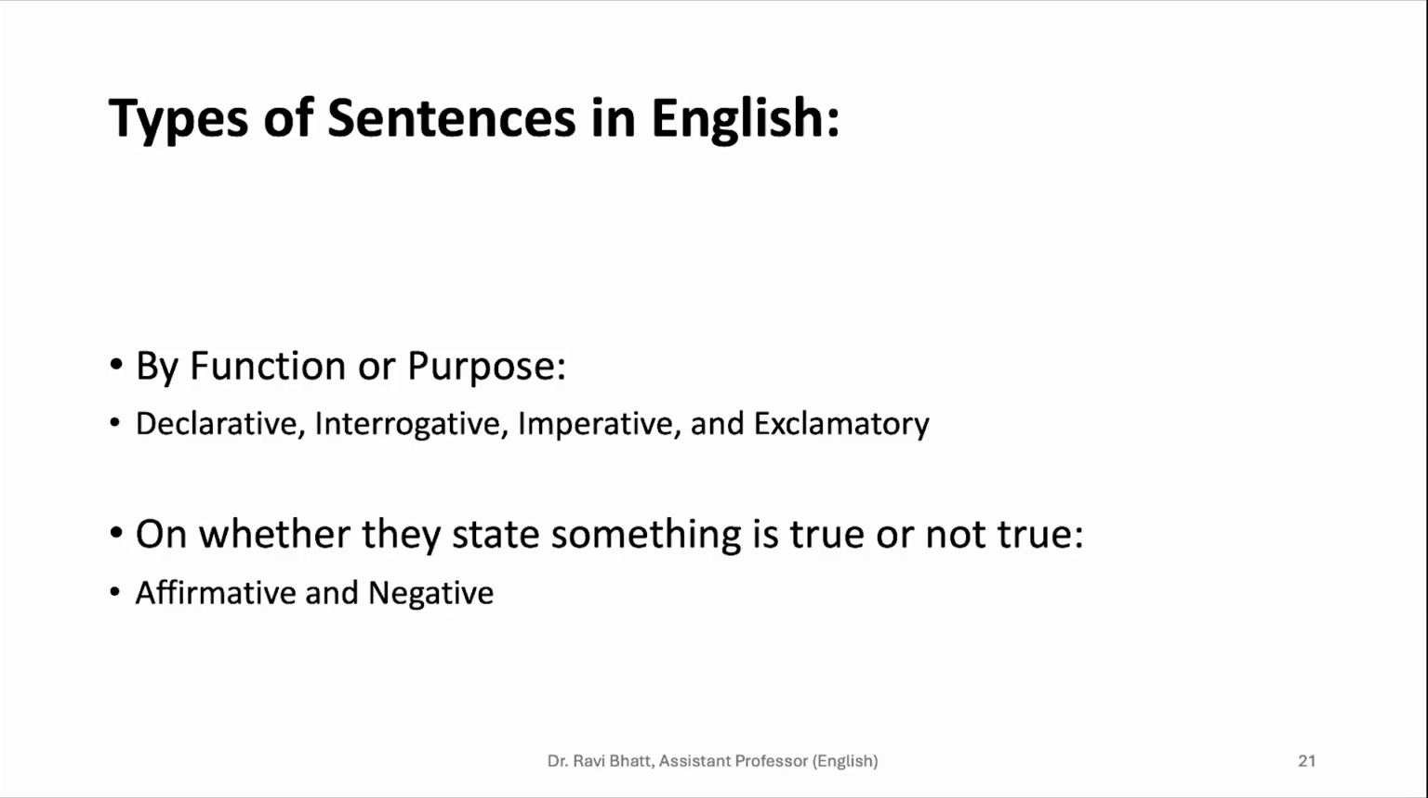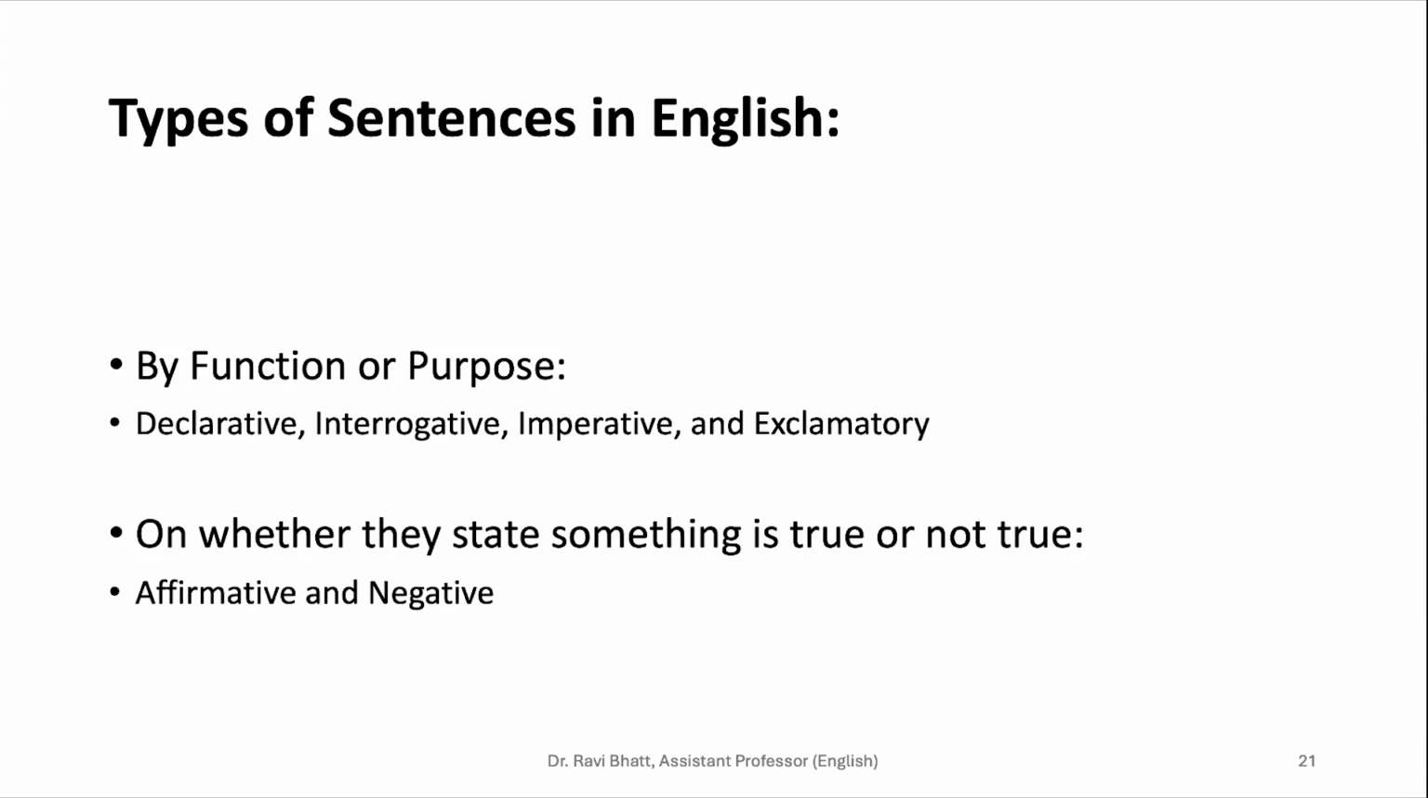All right. And then we have imperative sentences. Imperative sentences generally give a command or they make a request. For example, they say, shut the door, followed by a period. Or they say, stop that, followed by an exclamation. So these are imperative sentences. They either give commands or they make requests.